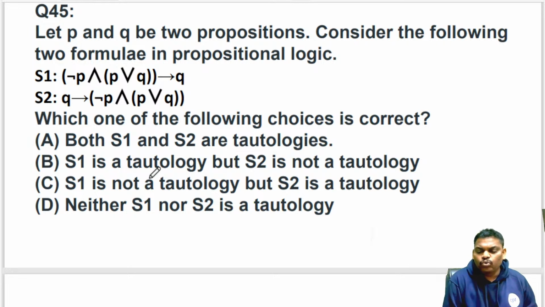Let P and Q be two propositions. Consider the following two formulae in propositional logic. S1 is given, S2 is given. Which of the following choices are correct?